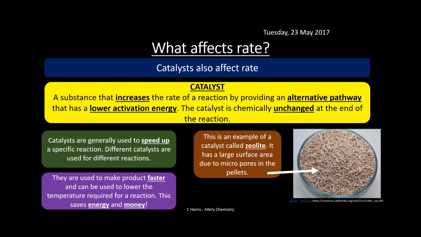And here's an example of a catalyst. This is a zeolite catalyst. Zeolites have a large surface area. Obviously surface area is really important here. The larger the surface area, the more likely you're going to get a reaction to occur. And zeolites have micropores inside, which allow reagents and reactants to get involved.